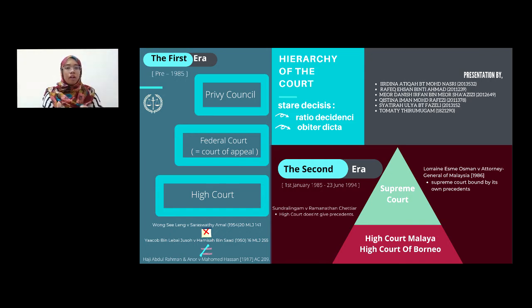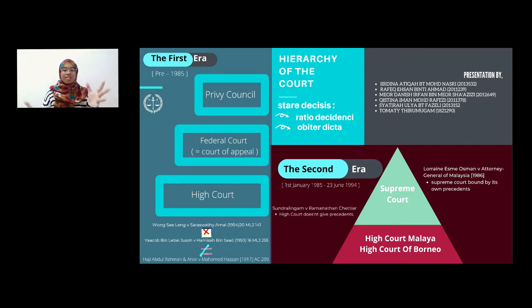For the second era, after the Privy Council was abolished, we have the Supreme Court instead of the Federal Court. The name was renamed into Supreme Court. And then we have the High Court of Malaya and also the High Court of Borneo following up. For the latest era, as we all know, we have the Federal Court as the apex of the court, and then we have the Court of Appeal as well as the High Court, Session Court, and also Magistrate Court.